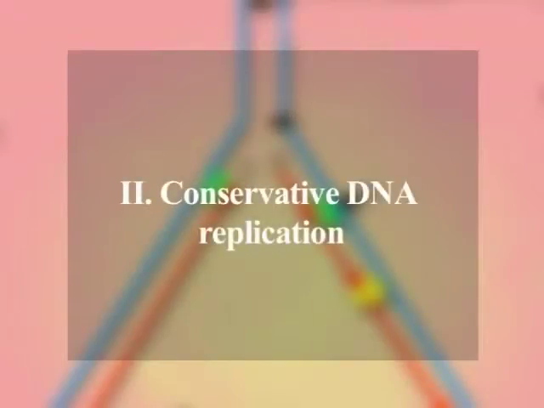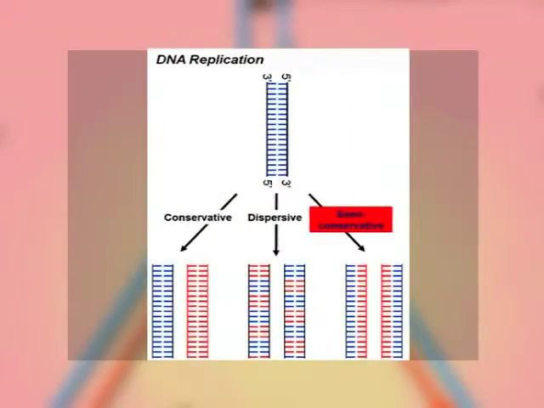Second is conservative DNA replication. When complementary polynucleotide chains are synthesized and an exact replica of the parental DNA is formed, but the 2 newly created strands then come together and the parental strands reassociate, the original helix is conserved.